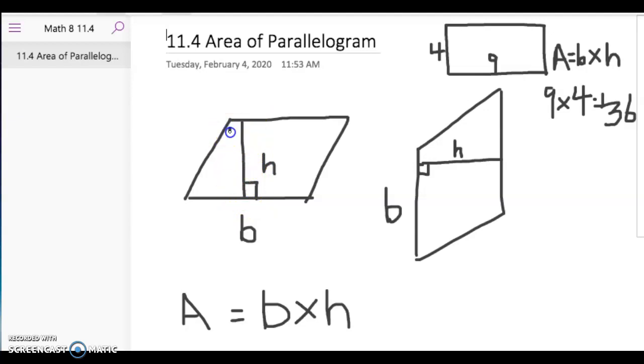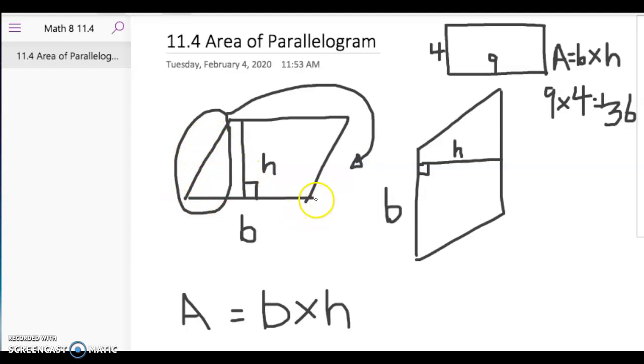And imagine if I were to cut this part out from the perpendicular, and I moved it to the opposite side. This cut out part should make up for the empty spaces right here. So now this is removed. So what do we have here? We will have a perfect rectangle. So likewise, the area of our parallelogram is base times height.